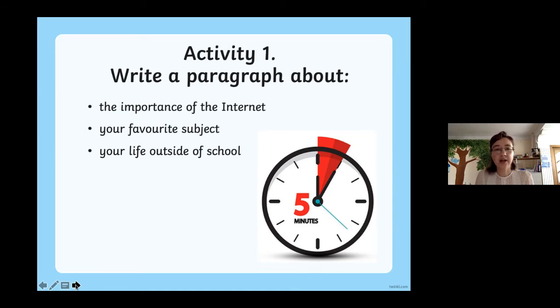Now comes our first activity. You will have to write a paragraph about one of these topics. The importance of the internet, your favorite subject, your life outside of school. Please do take time to write this paragraph consisting of 5-6 sentences, as it will be very helpful in the course of our lesson, as I will give you a chance to improve your paragraph. All right, off you go. You have 4 or 5 minutes for this activity.